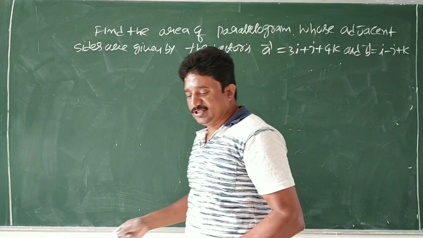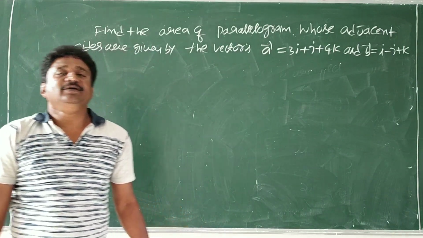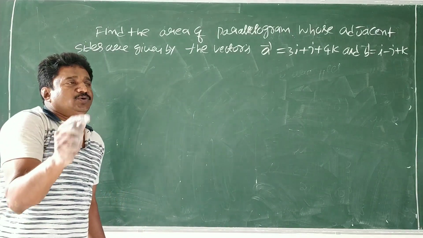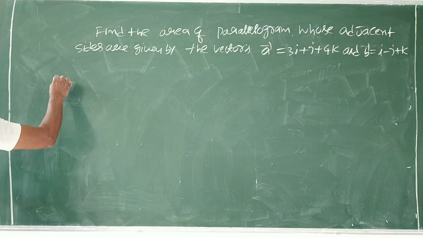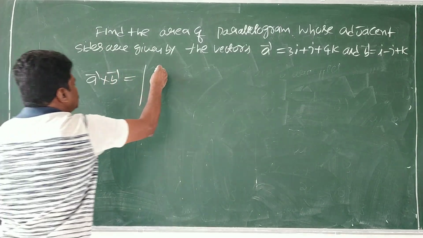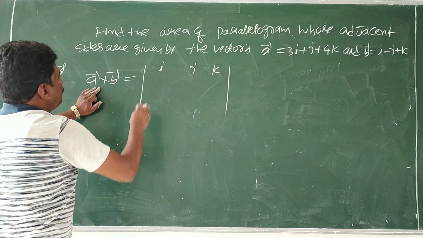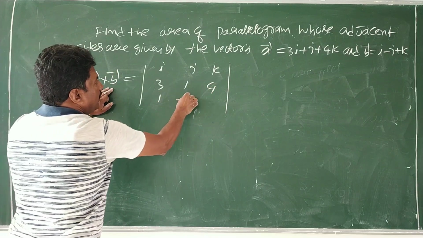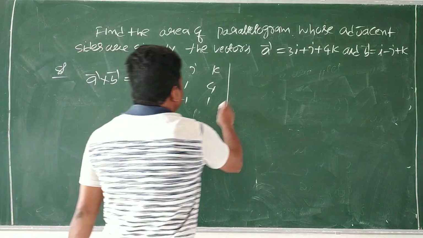So easy question for 3 marks. Tell me what is the area of the parallelogram? Magnitude of A cross B. Area of the triangle is half into magnitude of A cross B. Right? For triangle you use half. For parallelogram need not use half. First you calculate A cross B. Components i, j, k. Components of vector A: 3, 1, 4. Components of vector B: 1, minus 1, 1.